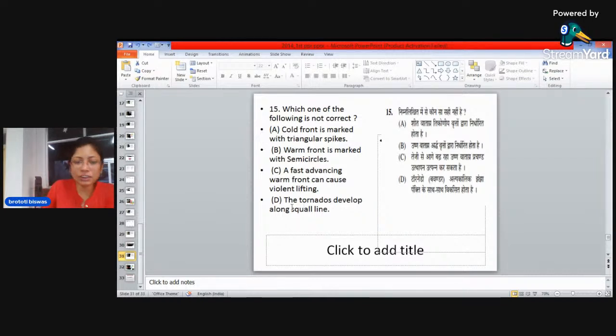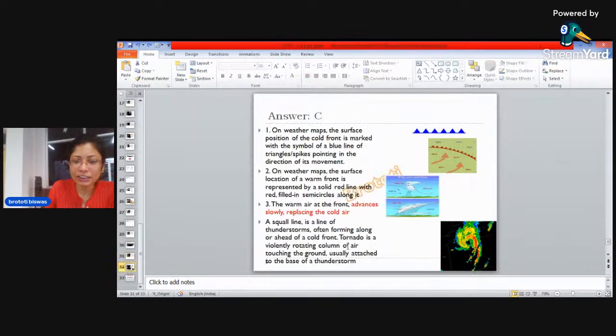Well, the answer is neither A nor B. The answer is C. A fast advancing warm front can cause violent uplifting. This is not correct. It is said that which one of the following is not correct, so this is not correct. Let us now see the reasons why this is not correct.